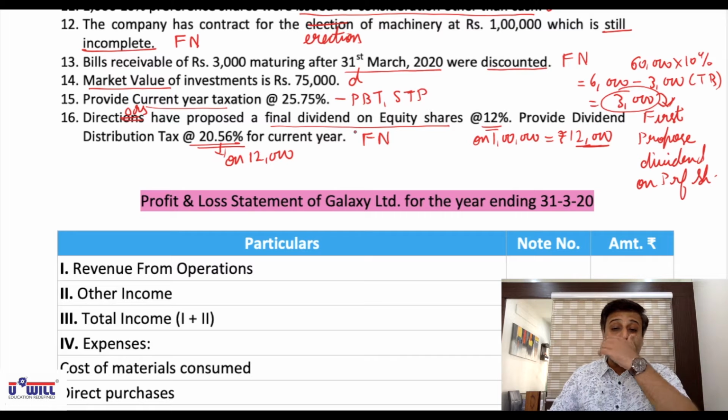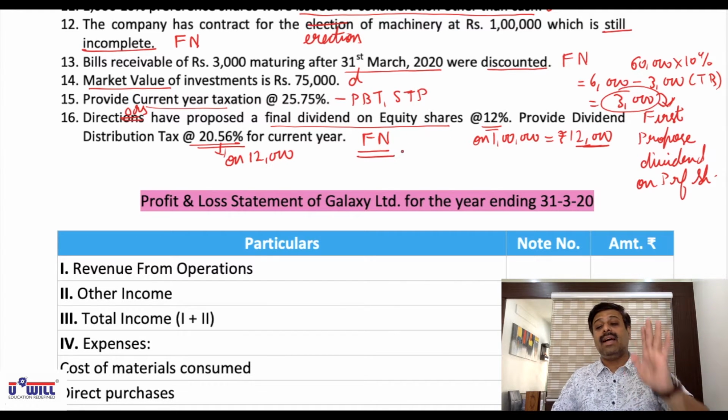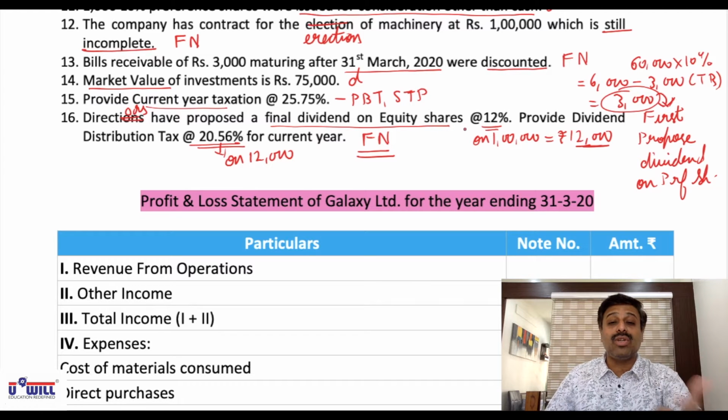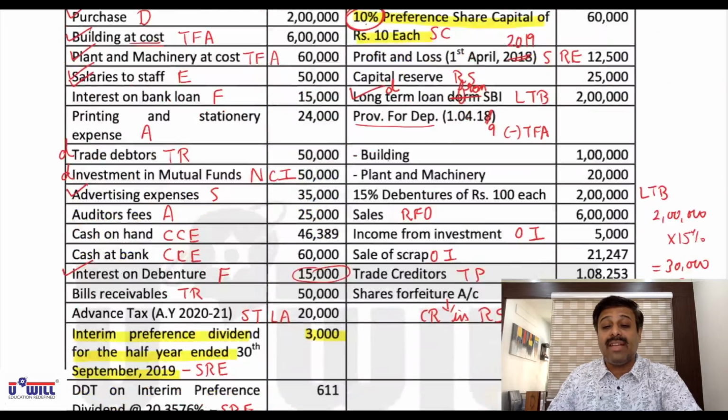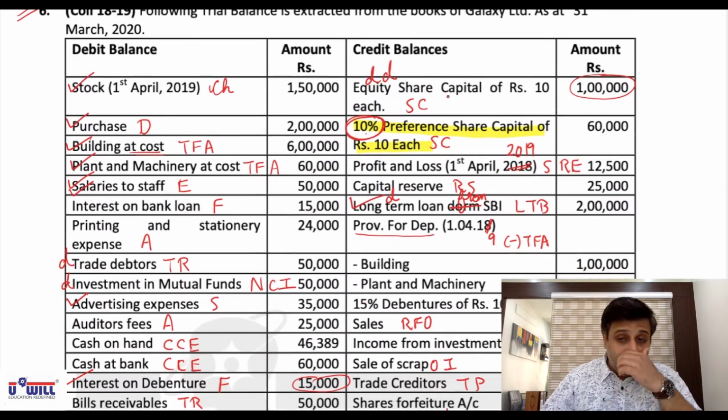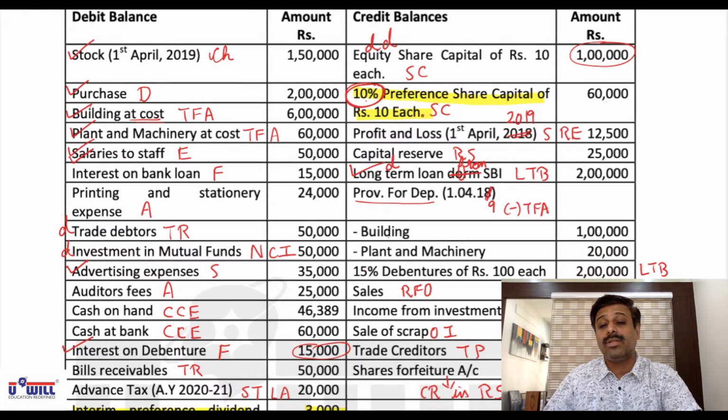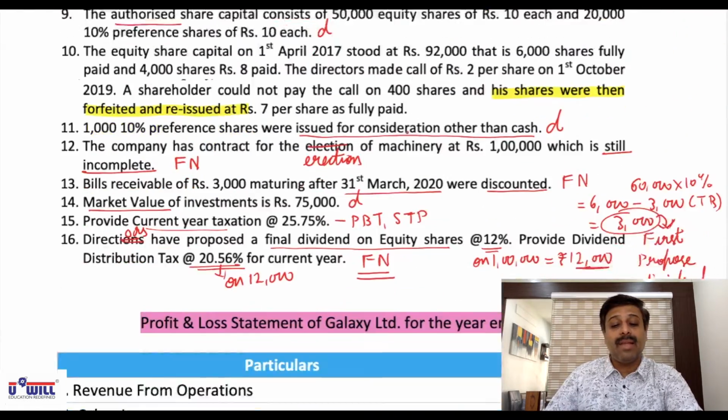Then only can they propose the dividend on equity shares. So this will also come in footnote as a contingent liability. We have also studied, in contingent liabilities, dividend on cumulative preference shares. However, here they are not cumulative, but if you are giving the dividend to equity shareholders, first you are supposed to give to preference shareholders. I hope everyone is clear with this point.